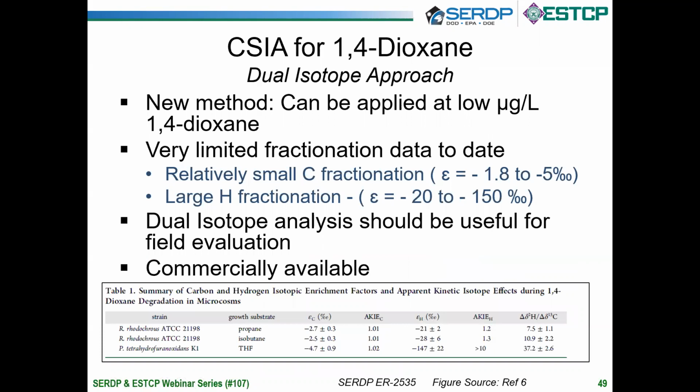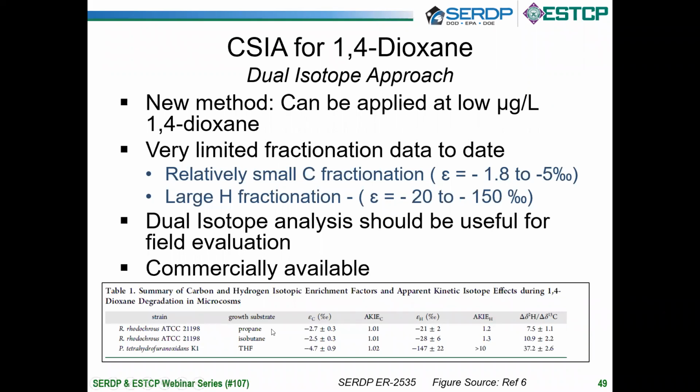So there's a project. This is an ESTCP project, ER-2535. It's run by Haley and Aldrich, and Peter Bennett is the PI. And basically, they've been making great inroads into CSIA for 1,4-dioxane. And they're using a dual isotope approach, in this case looking at both carbon and hydrogen isotopes. And while there's very limited data to date, very limited fractionation data, what you see for carbon fractionation is this. The reference is in the back, and there is also a report on the ESTCP website for this project.